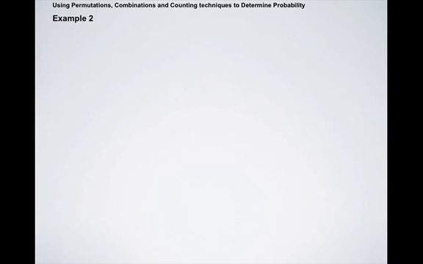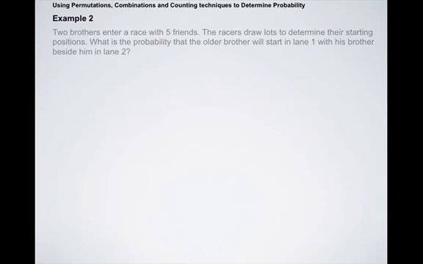So another example where we can use permutations and combinations to solve probability can be used in this question. Two brothers enter a race with 5 friends. The racers draw lots to determine their starting positions. What is the probability that the older brother will start in lane 1 and his brother beside him in lane 2? Now we can do this a couple of ways, and I'll show you both methods.